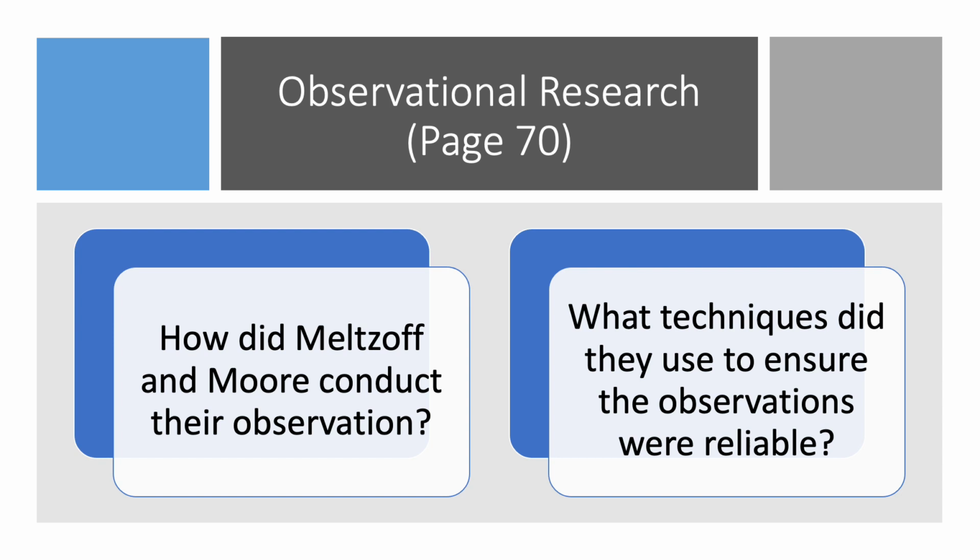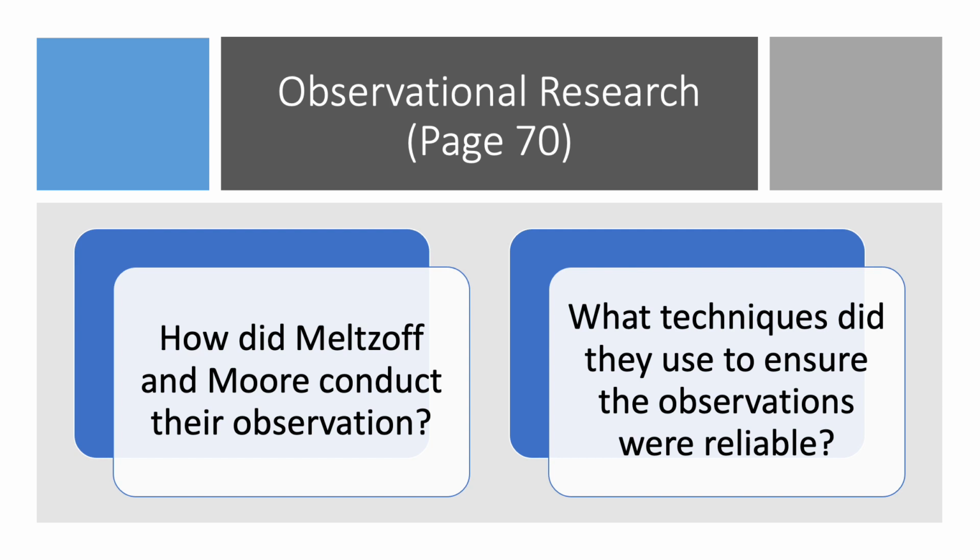And I want you now to go to page 70 in your textbooks and answer the following 2 questions. And make some brief notes about Meltzoff and Moore. So how did they conduct their observation? What was the method? And what techniques did they use to ensure the observations were reliable? And were the observations reliable? So have a go at answering those. And press play when you are ready.